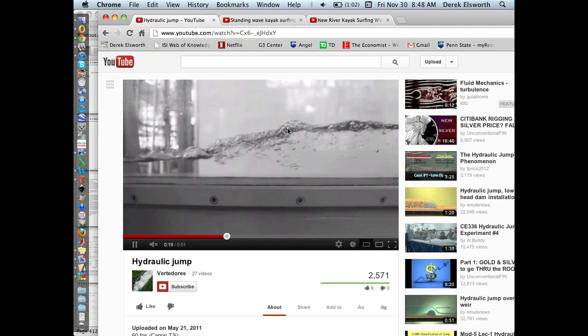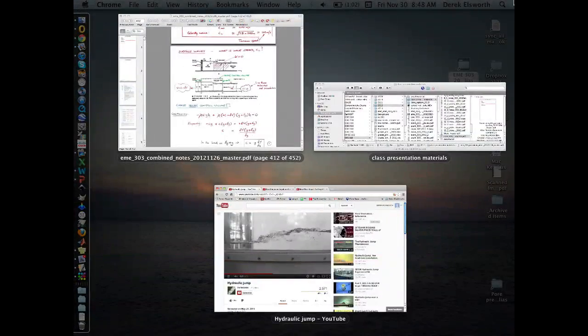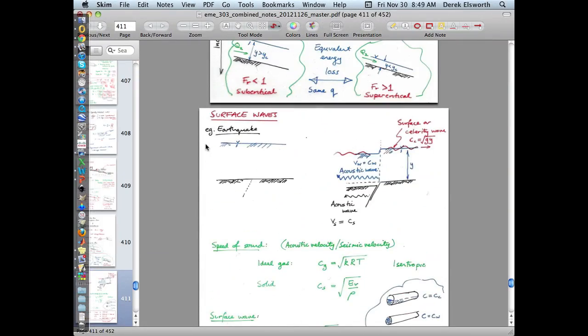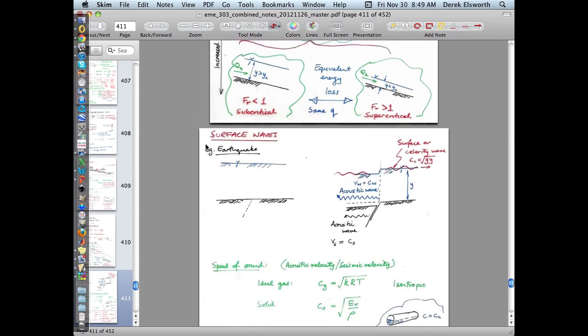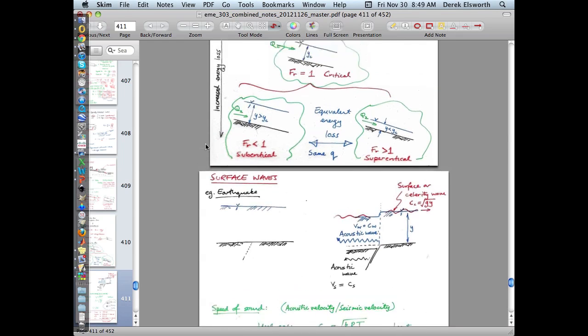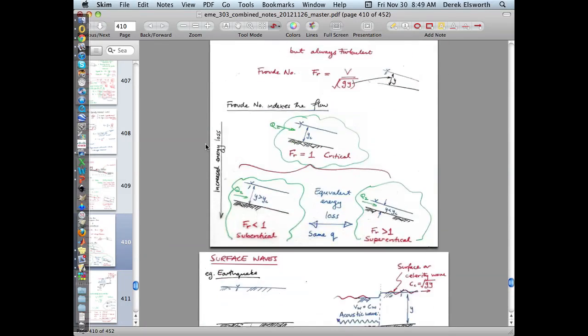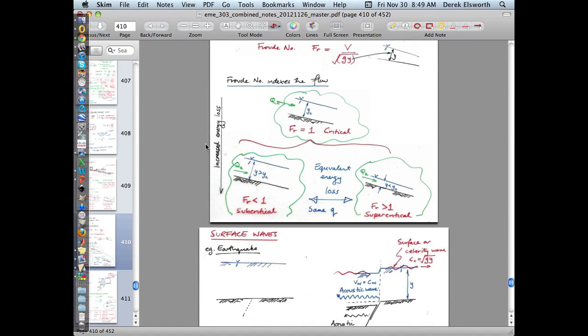Less fast and more deep, I guess, in some respects. And so the basic idea behind that, without going into it in any great detail, is the fact that it all relates to the Froude number. And so it's kind of epitomized, I guess, in this little figure here. We've talked about the Froude number.